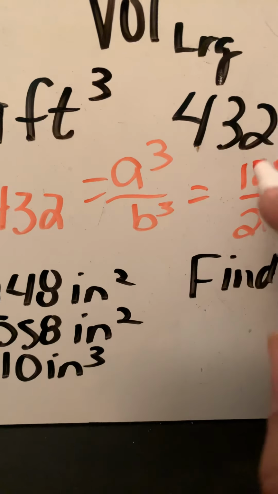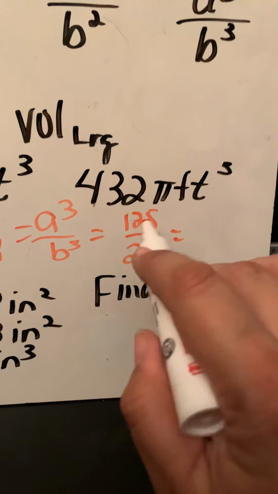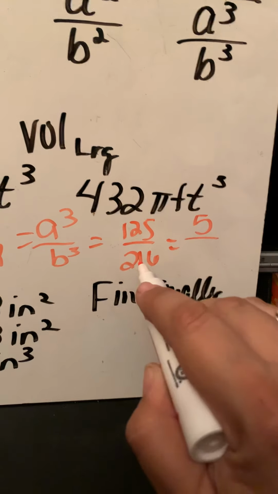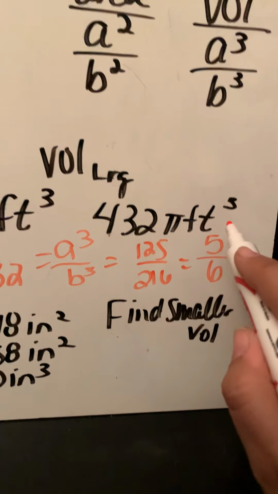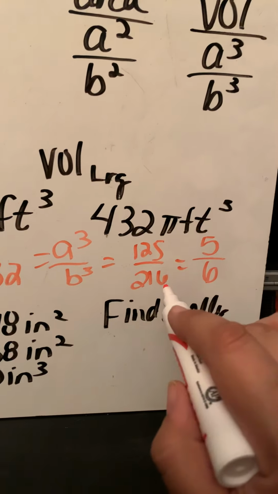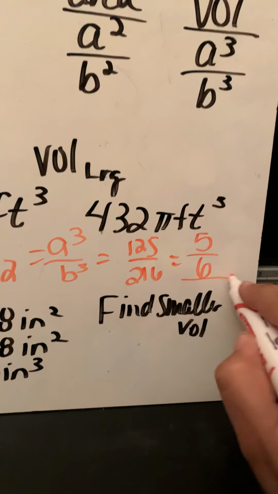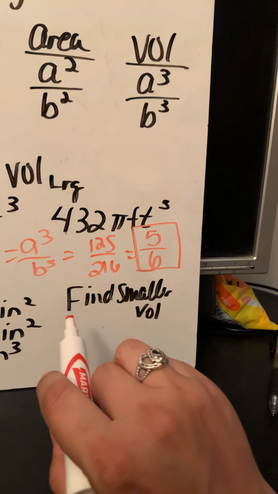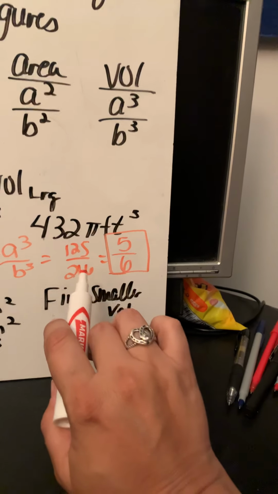What's the cubed root of 125? What number times itself 3 times gives you 125? It's 5. What number times itself 3 times gives you 216? 6. 5 times 5 times 5 is 125. 6 times 6 times 6 is 216. So there is my similarity basic ratio. And that's what they're going to want you to find for some of these.